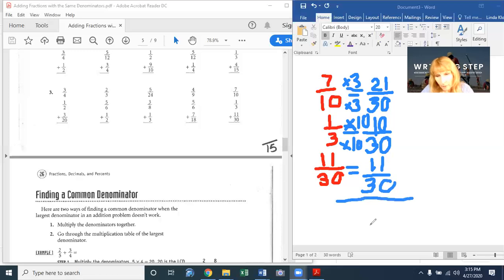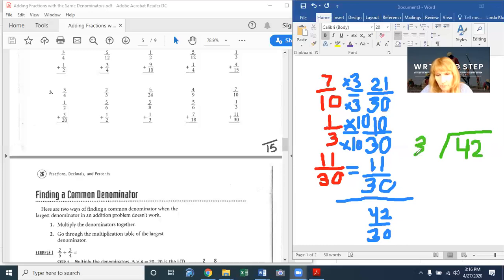And I get 30 on the bottom because that stays a 30. And on the top, I have 21 plus 10 plus 11. So that's going to be a 2 right here. And then it's going to be 2 plus 1 is 3 plus 1 is 4. 42. 42/30. Now, again, that's improper. So the top number goes on the inside. And the bottom number goes on the outside.